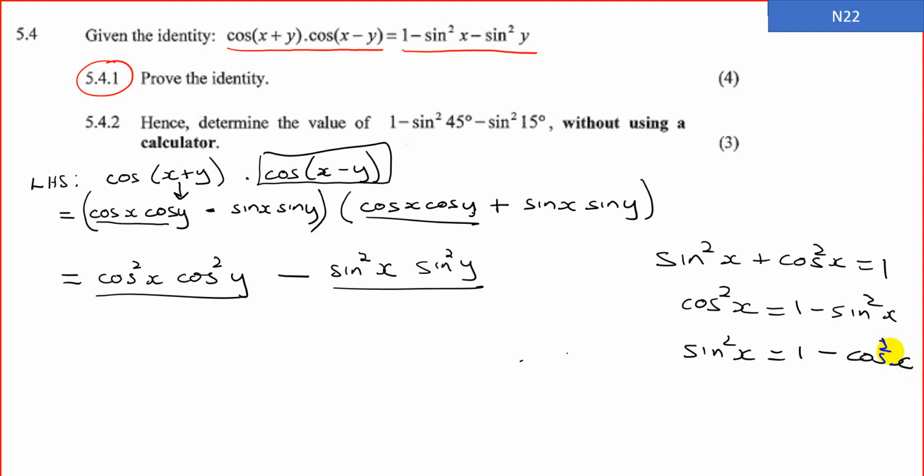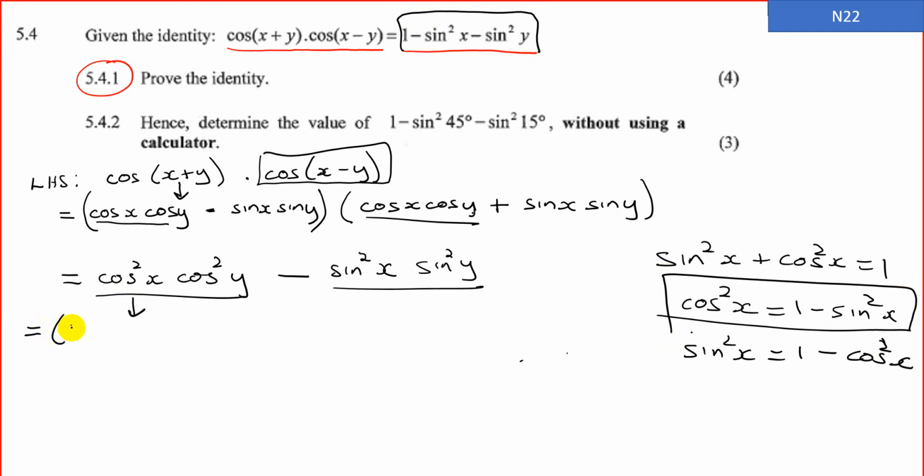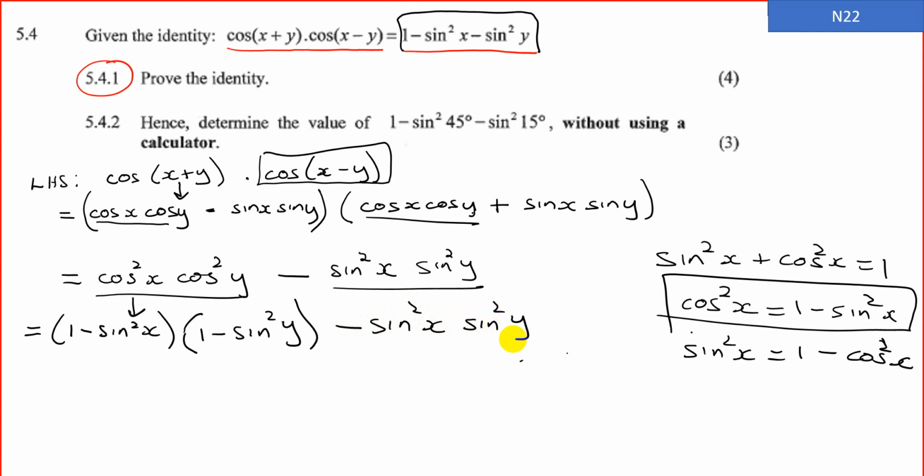Now, since we're trying to prove the right-hand side, and if you look on the top, it only has sine in it, we're going to now change the cos squared x to 1 minus sine squared x. And we're also going to change the cos squared y to 1 minus sine squared y. And then bringing down our second term from above, that's a sine squared x sine squared y.